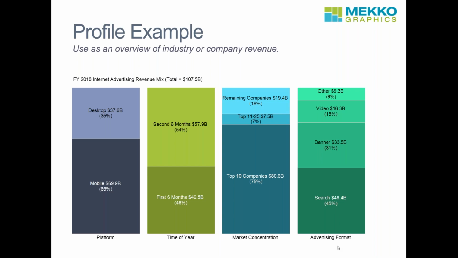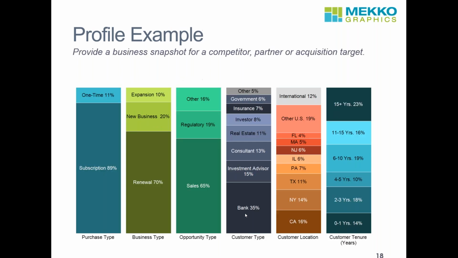So here I'm taking what I might show in 4 different charts, or maybe in 4 different pie charts in some instances, and combining it into one 100% stacked bar chart with different measures in different bars, and it really just puts a lot of data on in one slide. And again, here it's internet advertising revenue.